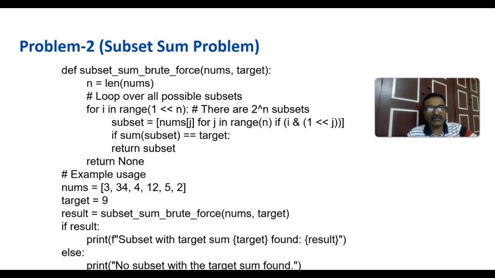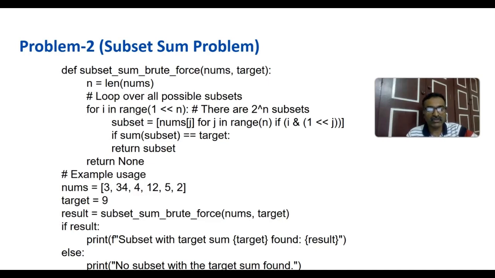So for the implementation, we put it in a function. The function keyword def is there, the name of the function is subset_sum_brute_force, and it has two arguments, nums and target. For nums, we are going to pass a list, and target is a single value. So inside the function we have written n is equal to, we are finding the length of the list and storing it in the variable n.